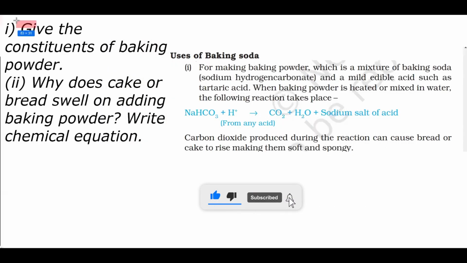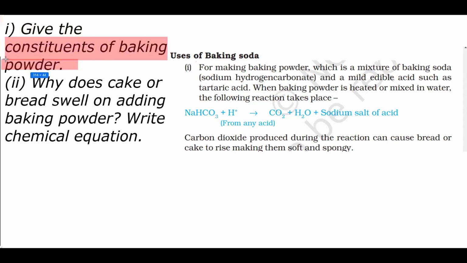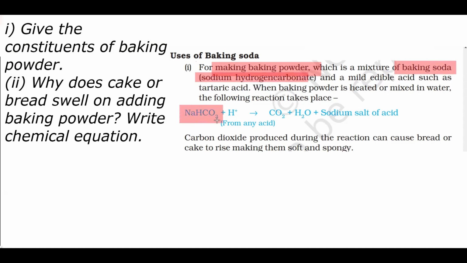In this question, it says, give the constituents of baking powder. Well, its answer is there in the book. For making baking powder, it is basically a mixture of sodium hydrogen carbonate, that is NaHCO3, and a mild edible acid, such as tartaric acid.